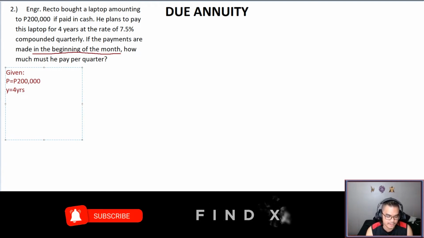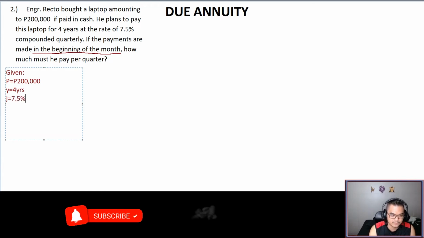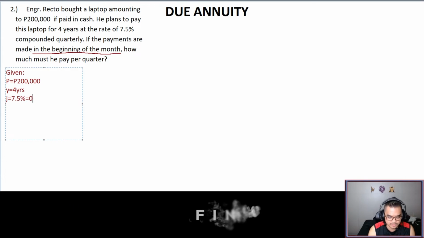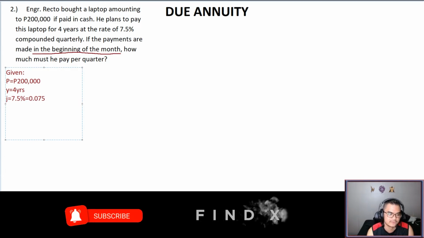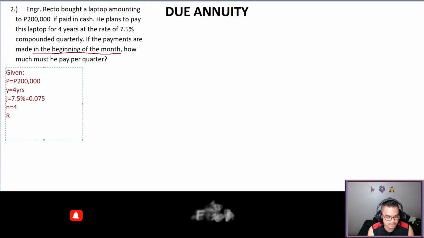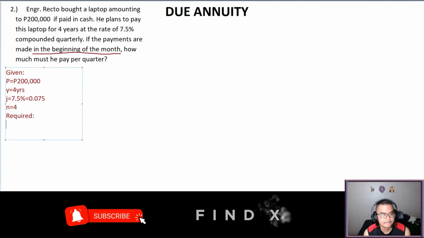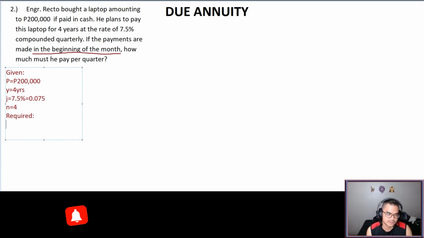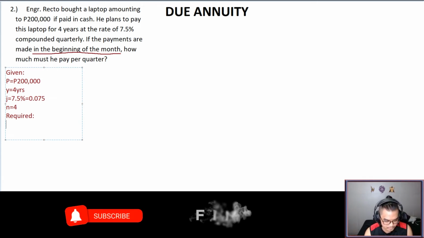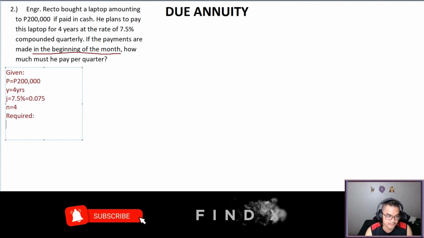So we have the word compounded there. So that's j equal to 7.5%, or this is also equal to 0.075, and compounded quarterly. So n must be equal to 4. Now we are required to find what? How much must he pay per quarter? So we are asked to find how much he must pay every payment or every quarter. So we are looking for the annuity.